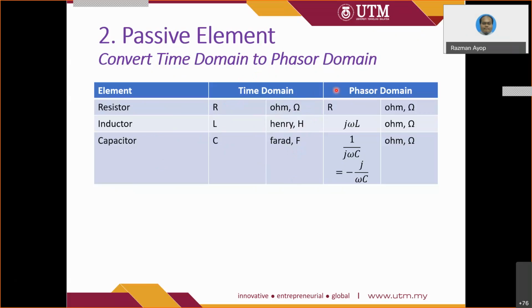But in phasor domain, all of these become ohms. If you look here, all the units become ohms. How do we change time domain to phasor domain for an inductor? Just jwL. For a capacitor it is 1 over jwC. If this one is rarely used, you use the second form, which is just multiplying by j over j, so you get negative j over wC. This is how you convert from time domain to phasor domain for passive elements.